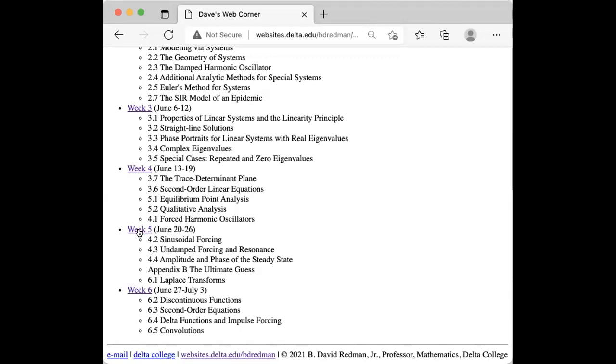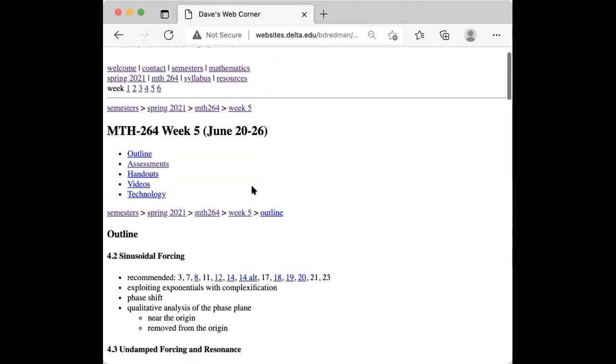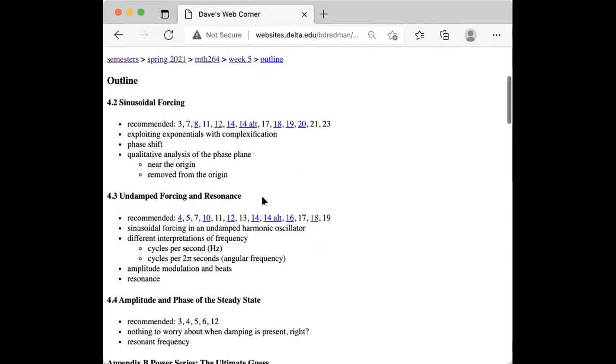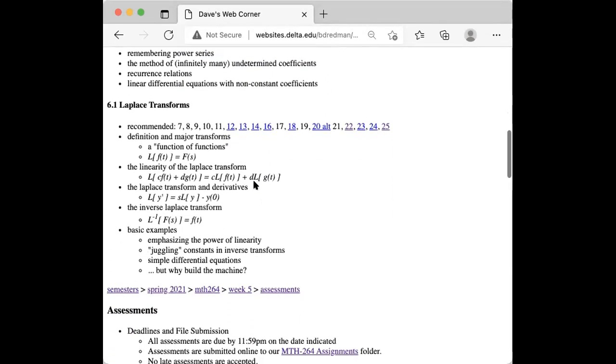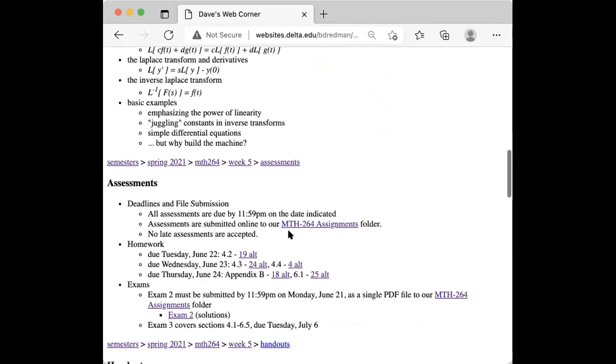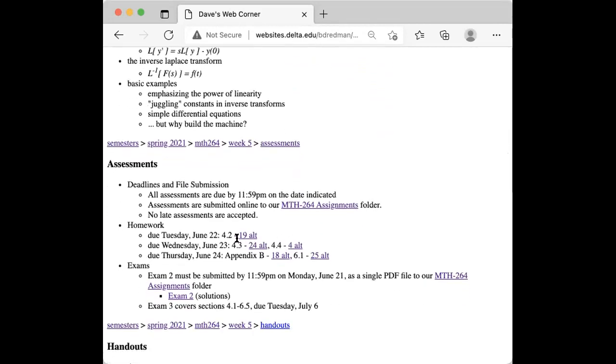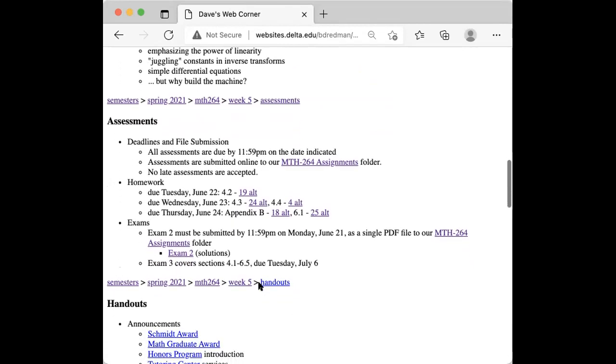Let's look at week 5 in general. So, your typical outline, recommended problems, all good. And then introduction to Laplace transform. So homework problems that you're set up for this week. Exam 2 that you're going to submit. After exam 2 is submitted, we'll turn on the solutions right here.